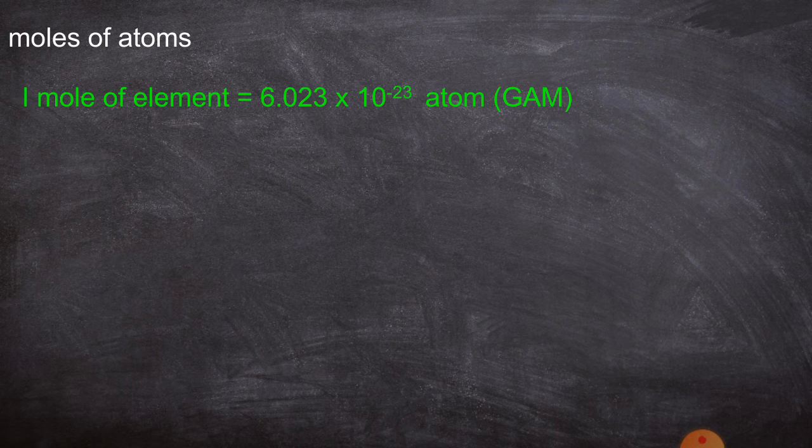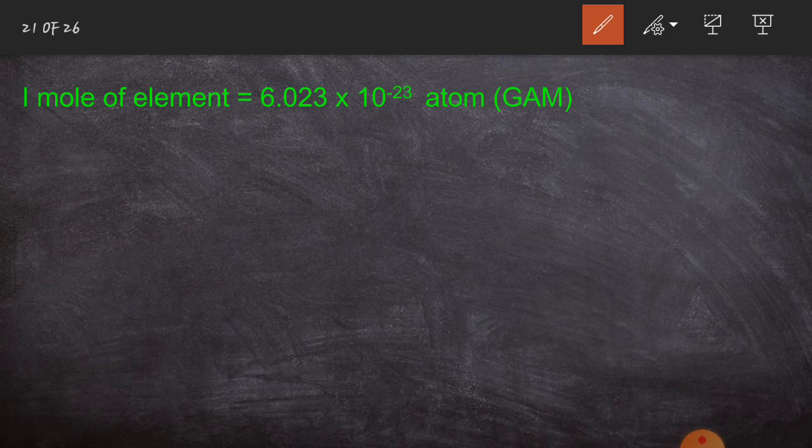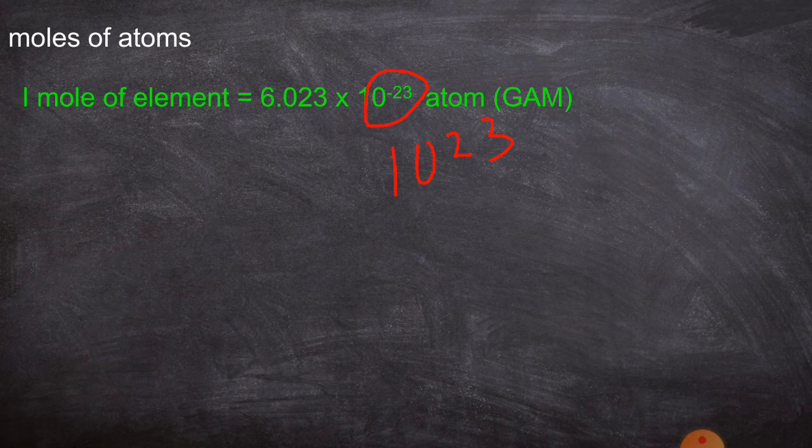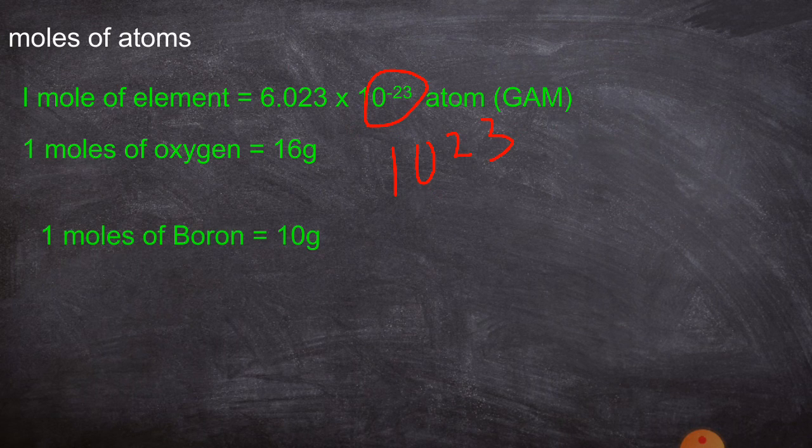1 mole of an element contains 6.023 × 10^23 atoms, and its mass in gram is said to be the gram atomic mass. 1 mole of oxygen is 16 gram, 1 mole of boron is 10 gram, and 1 mole of sodium is 23 gram.